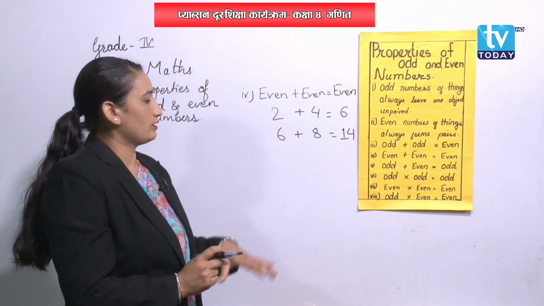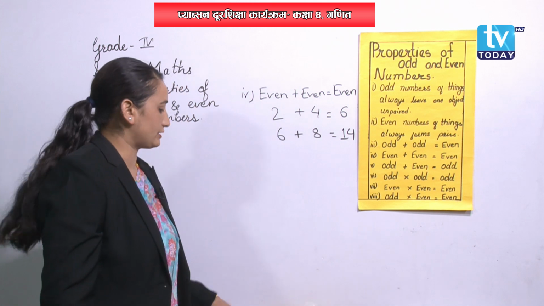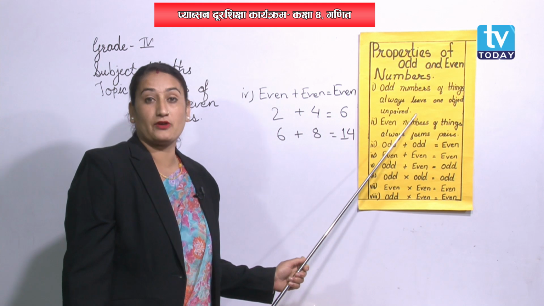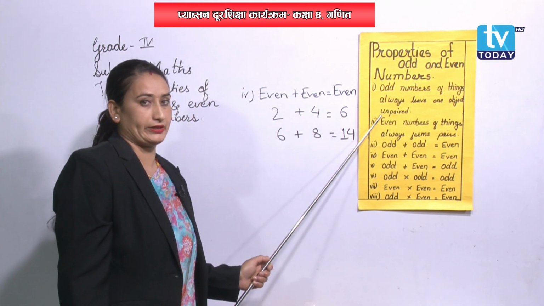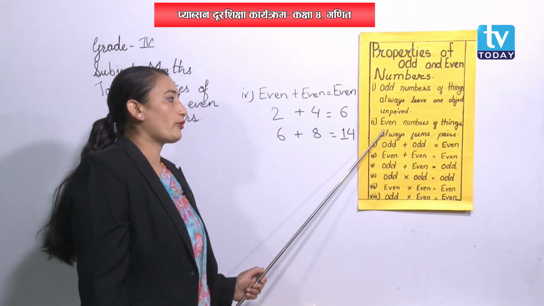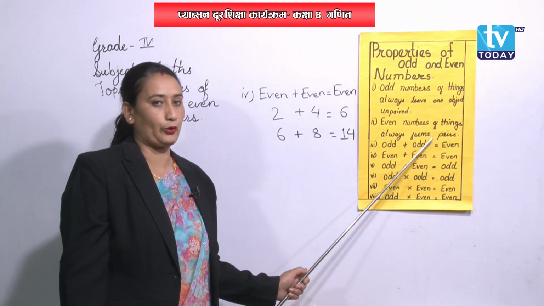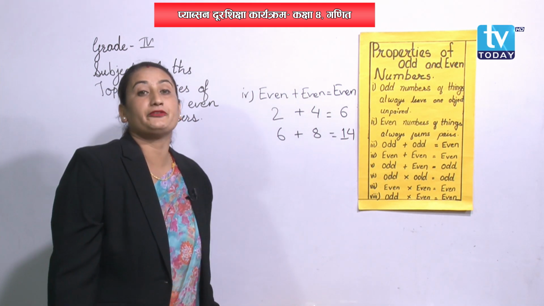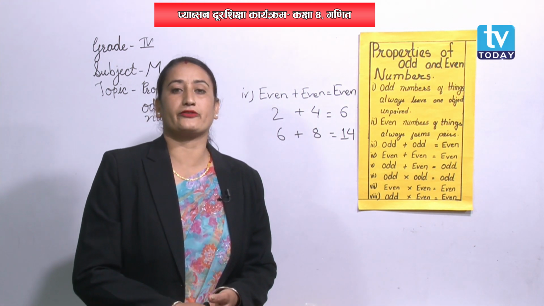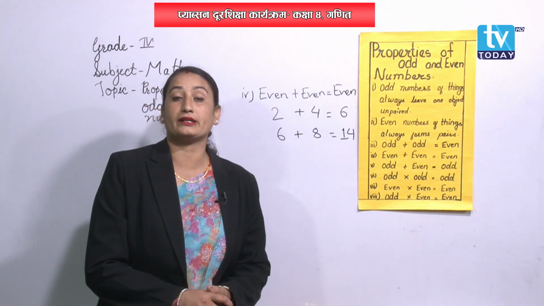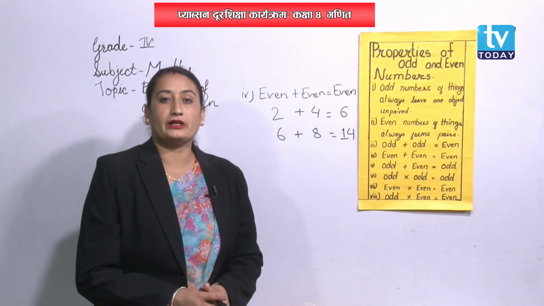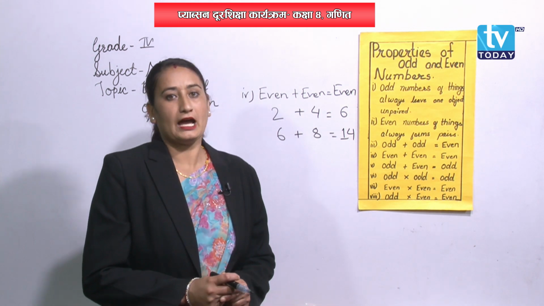Let's review it one more time, okay? Recall it. Odd numbers of things always leave one object unpaired, right? Second, even numbers of things always form pairs. Third, if we add odd and odd, then obviously it will give an even as the answer. Odd plus odd will be even. So even plus even, we will get an even as the answer.